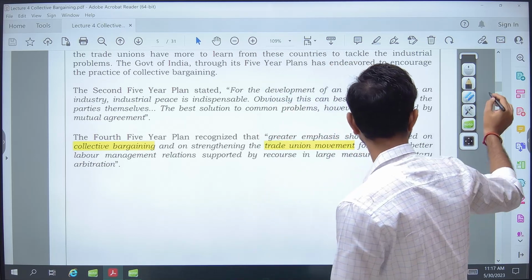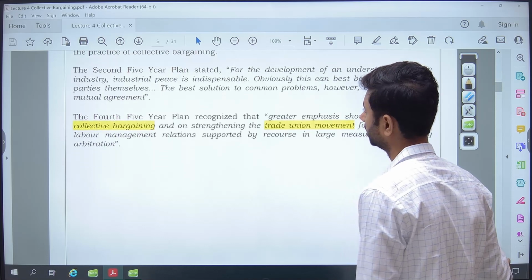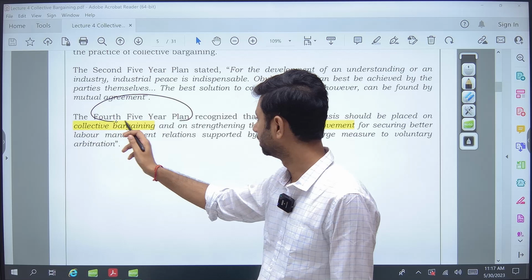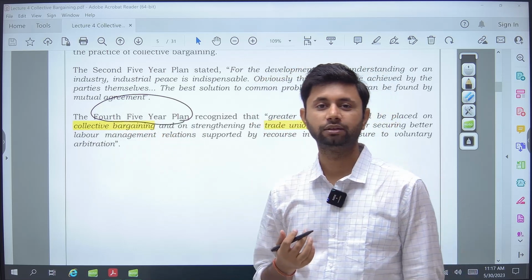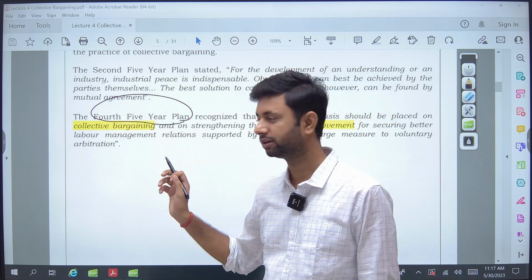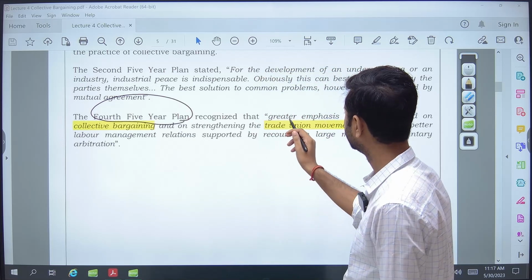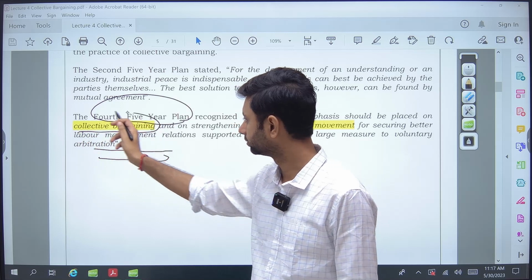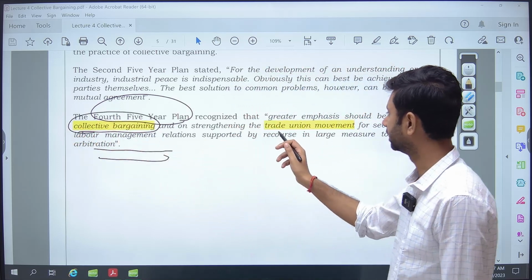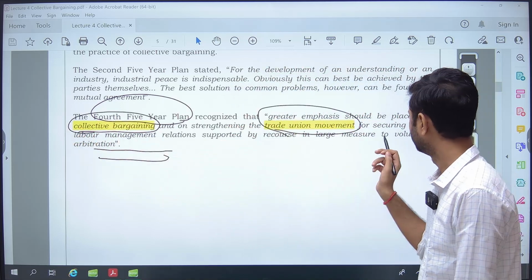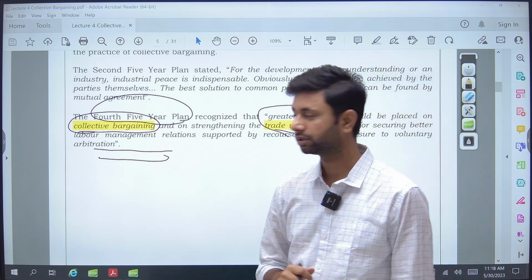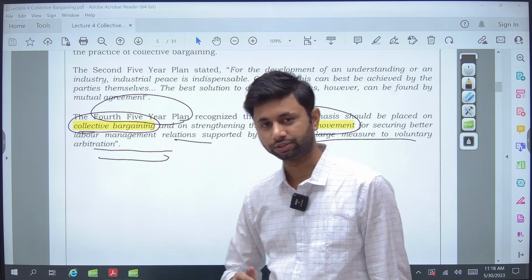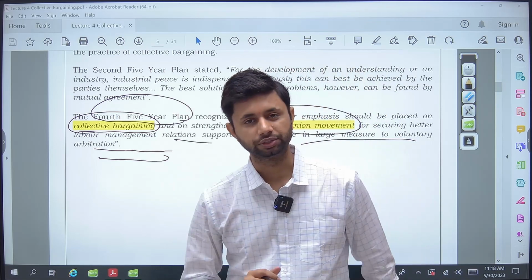Okay. Now, let's talk about what the fourth 5-year plan mentions. The second 5-year plan didn't mention it explicitly, but this plan did. It says greater emphasis should be placed on collective bargaining and on strengthening the trade union movement for securing better labor-management relations, supported by recourse to a large measure of voluntary arbitration.